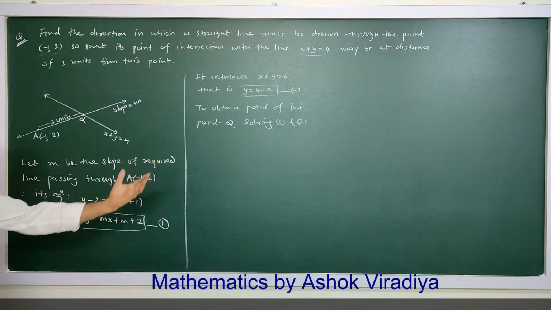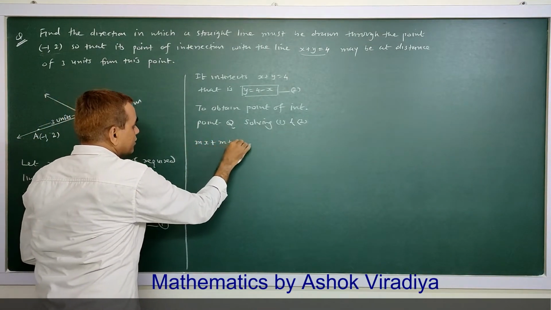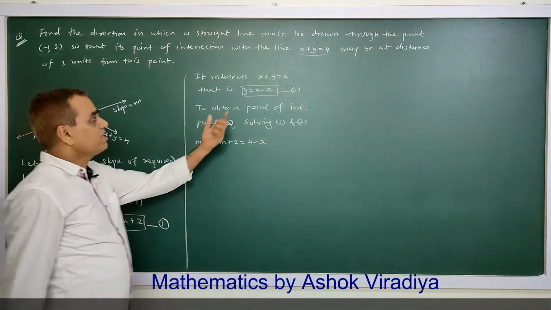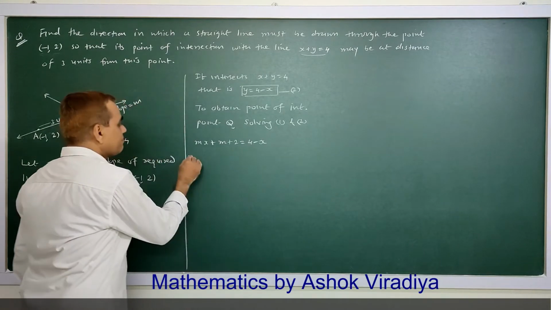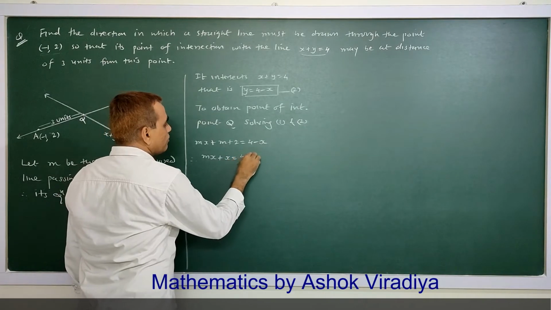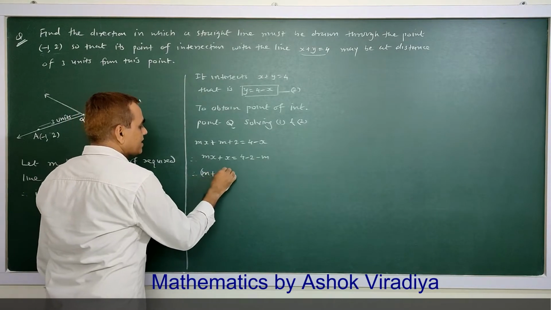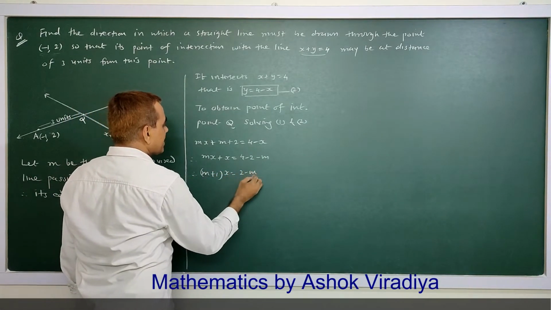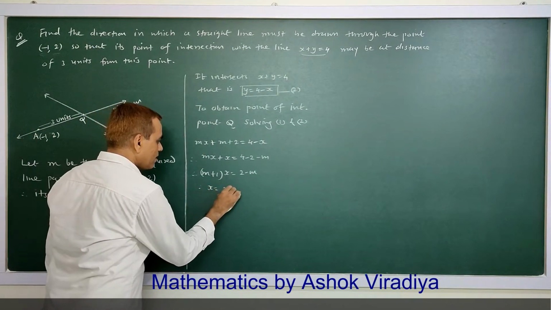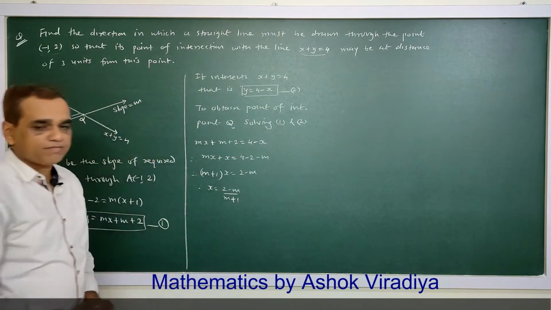So now we solve these two equations. Directly we compare the values of y: mx plus m plus 2 is 4 minus x, the value of y from equation 1 and from equation 2. Therefore mx plus x is 4 minus 2 minus m. So (m plus 1) into x is 2 minus m, so x is (2 minus m) upon (m plus 1). This is the x coordinate of the point of intersection.